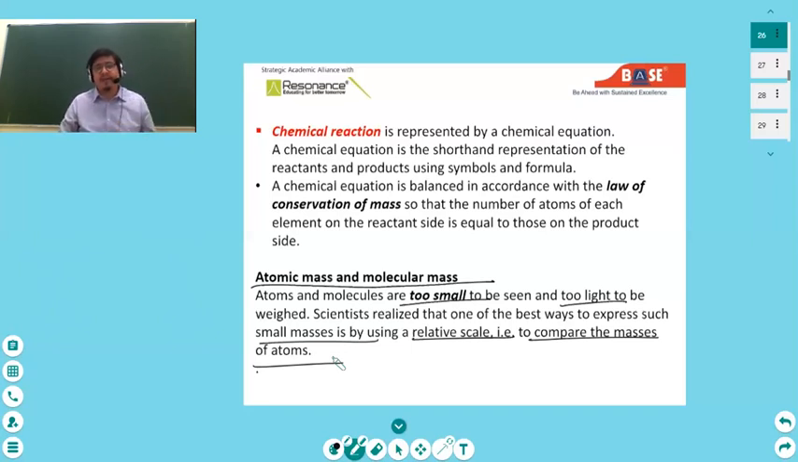Scientists initially came up with an idea to take hydrogen as the standard reference. But later, we removed it because it is a gas. You cannot easily weigh something using a gas. It is difficult to weigh. And the second point, it is inflammable. It catches fire. Due to these two reasons, it was not used after some time.